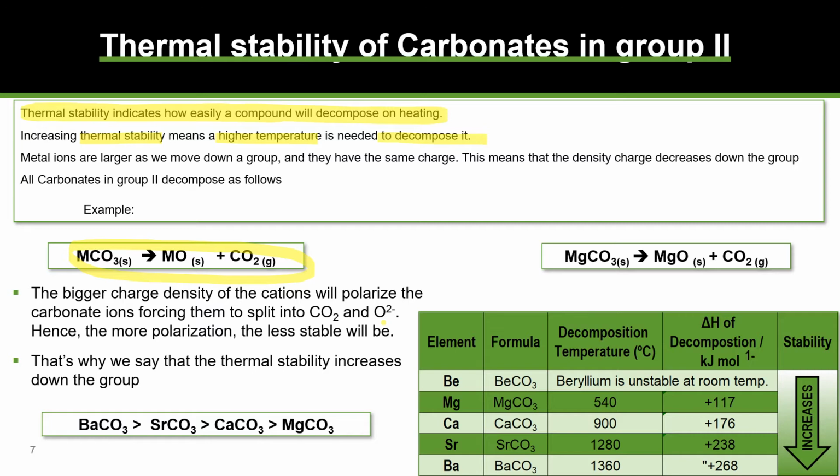You can see here that beryllium carbonate is unstable at room temperature because the polarization forces the carbonate to split into carbon dioxide and oxygen 2- ions, or the oxide ions. So the more polarization, the less stable it will be, and that's why we need more energy to decompose barium carbonate than strontium, than calcium, than magnesium. Of course, beryllium carbonate is not included in this trend because it is unstable at room temperature, as the polarization is very big. In general, the stability of the carbonates increases down the group.